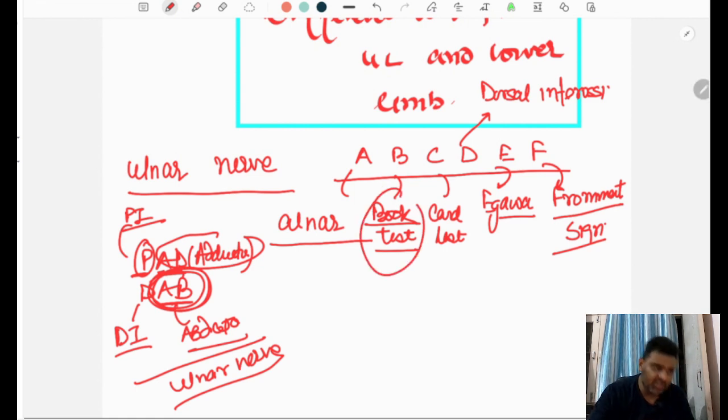So what is book test? In book test, we'll ask the patient to hold a book. The patient will hold the book like this, that is between the thumb and the index finger. So he will be requiring which muscle? That is adductor pollicis.